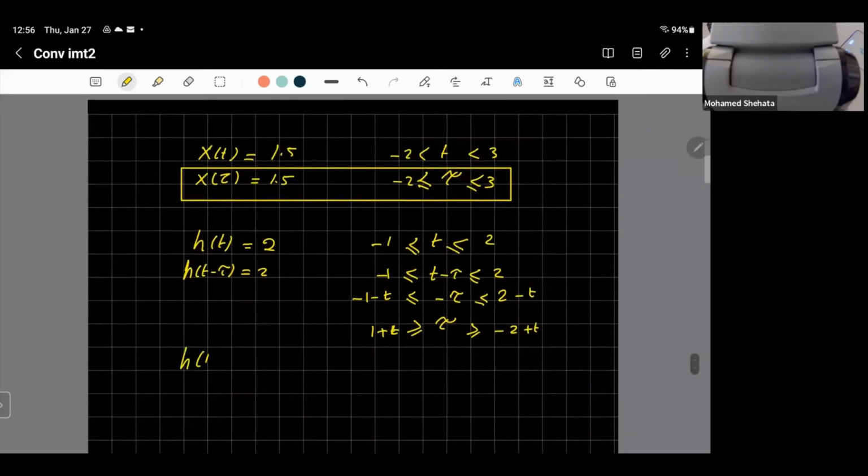You say h(t minus tau) is equal to when tau is greater than t minus 2 and less than t plus 1. So you got the two expressions.